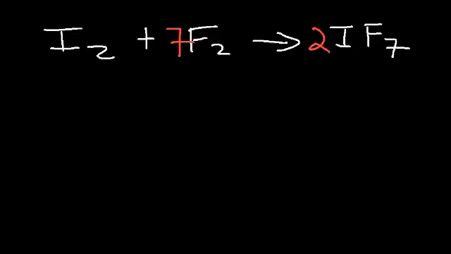So notice that the fluorine atoms are balanced. And we already have 2 iodine atoms on the right side, 2 on the left. So this reaction is balanced. You can put a 1 here if you want, but you don't have to. But that's all you got to do for that example.